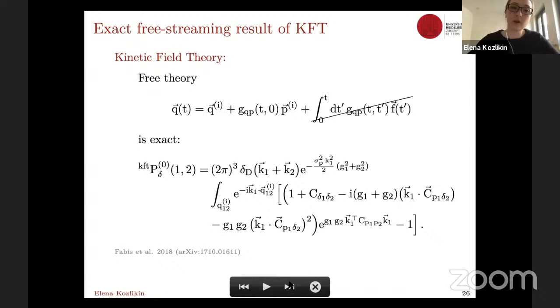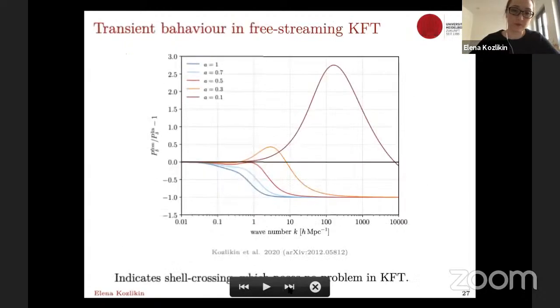Right, so we will now be treating everything in this free streaming limit, where interactions have been switched off. If we compute this expression now, so if we evaluate that for KFT, we can see the following. In the free streaming regime, kinetic field theory contains the full information about the particle ensemble.